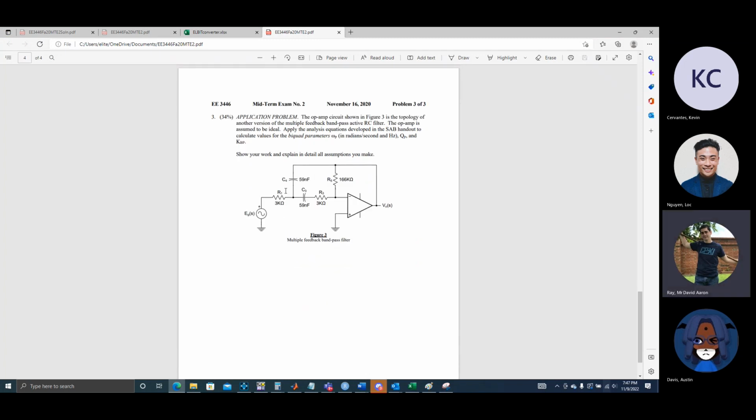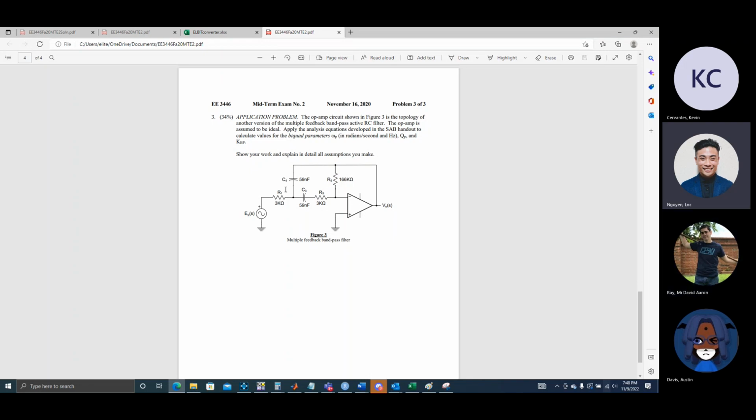Application problem. The op-amp circuit shown in figure 3 is the topology of another version of the multiple feedback bandpass active RC filter. The op-amp is assumed to be ideal. Apply the analysis equation developed in the SAB handout to calculate values for the biquad parameters omega p. I know that y'all aren't going to have the analysis equations, so I'm probably just going to run through this and try to explain to the best of my ability what's going on. Hopefully whenever that's brought up later, and he might bring up a test about that, anyone looking at this can refer to it.